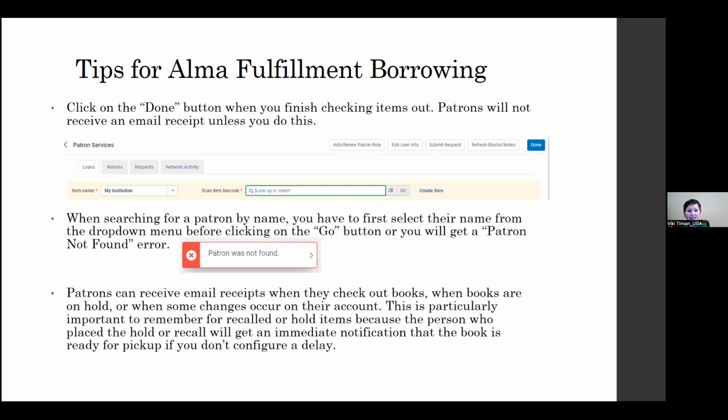Based on your configuration, patrons can receive emailed receipts when they check out books, when books are on hold, or when some changes occur on their account. This is particularly important to remember for recalled items or items that were on hold, because the patron could get an immediate notification that the book is ready for pickup if you haven't configured a delay or used a hold processing shelf function.